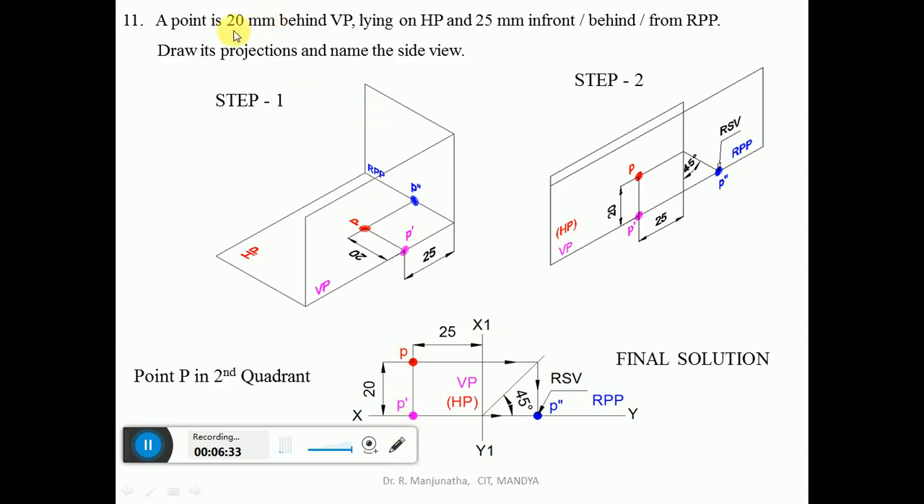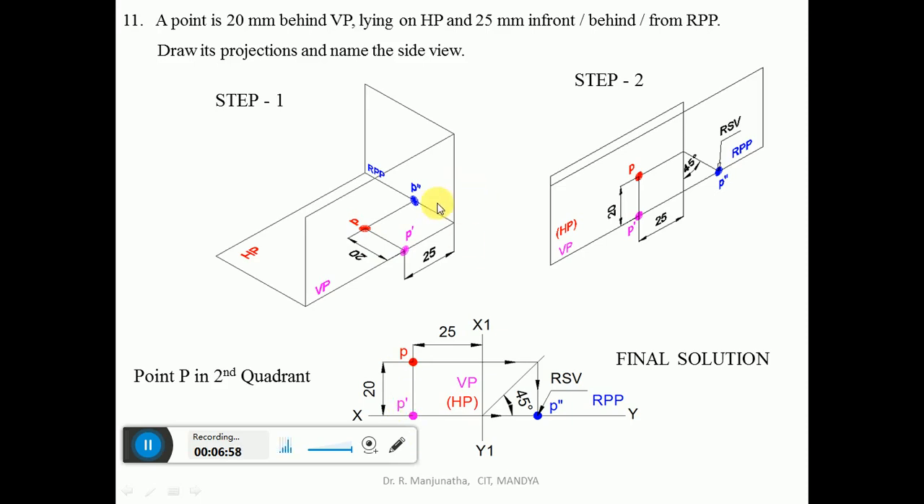Then 20 mm behind VP is seen in HP. So since HP is above the XY line, from the XY line you measure 20 mm and mark this point, which is small p. Since it is lying on HP, obviously the image will be on VP. So since the image is on VP, we are going to get the front view. So you mark that point on the XY line, and we get this point as P dash.